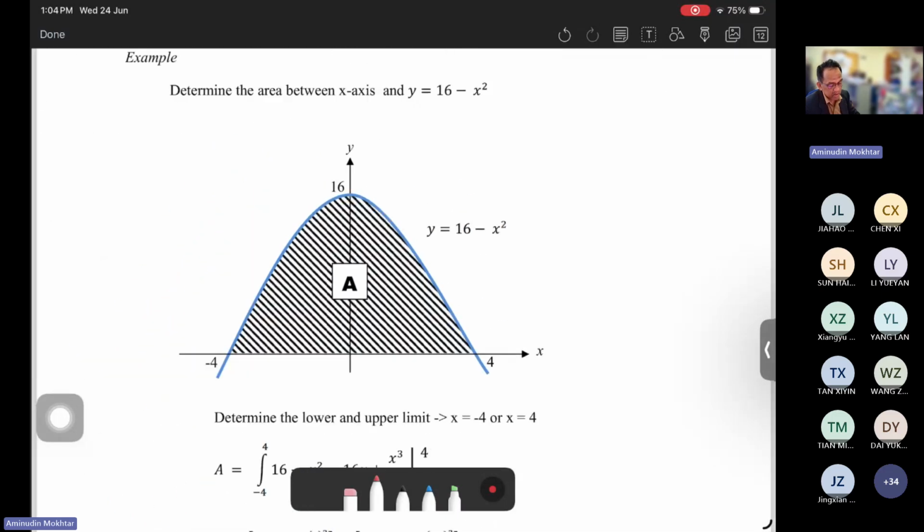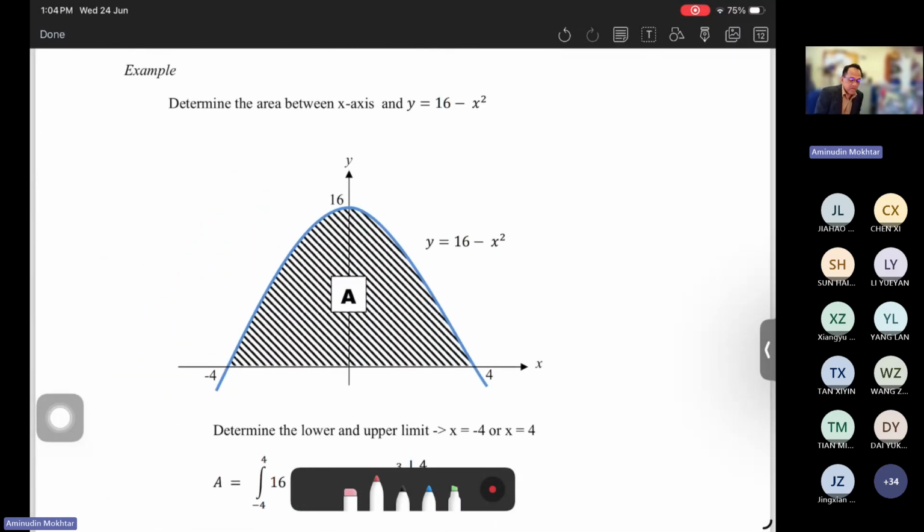Okay, let's say I have this quadratic example, y equal to negative x squared. Now let's say the question is, we determine the area between the x-axis and the curve y equal to 16 minus x squared. That is the area A. What is A? Find A. What is the total area of A?